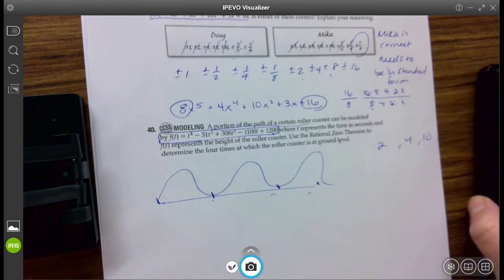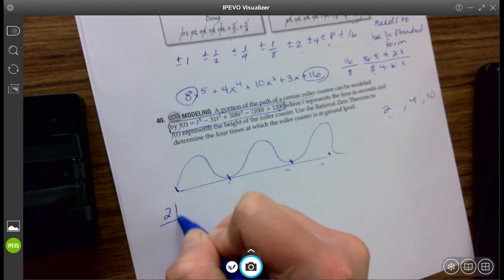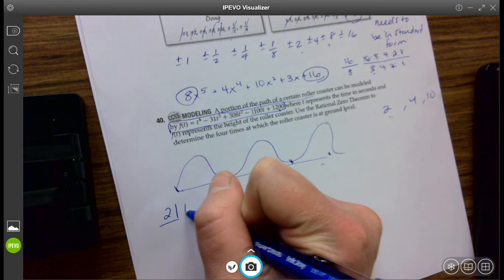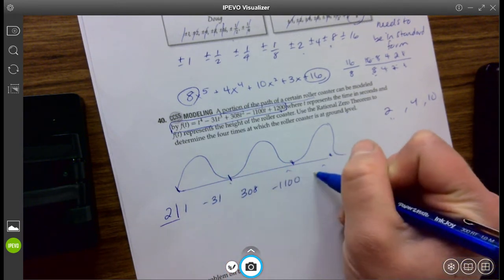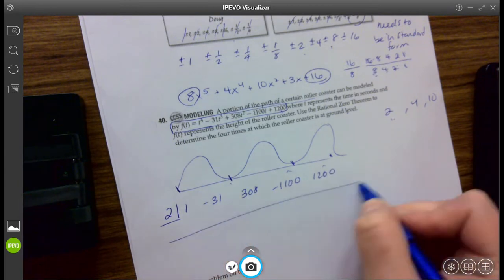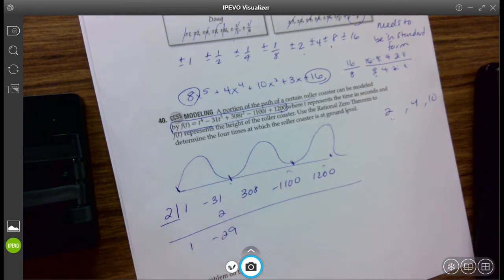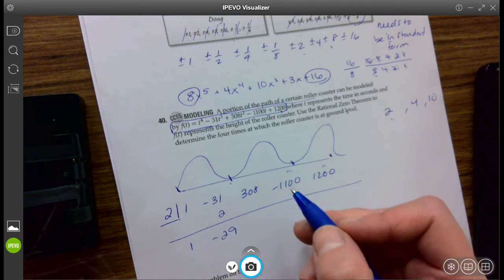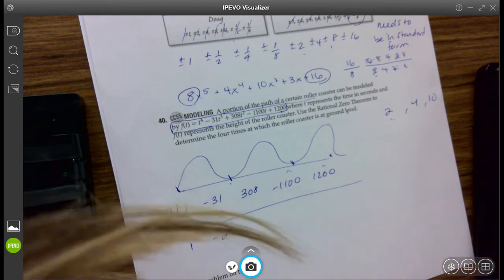So I need one more. So let's try this. If I use 2, let's see what I get. I'm going to use synthetic division. 1, negative 31, 308, negative 1100, 1200. I'm going to drop the 1. I have a 2 here. I'm going to get negative 29. I'm going to get negative 58.